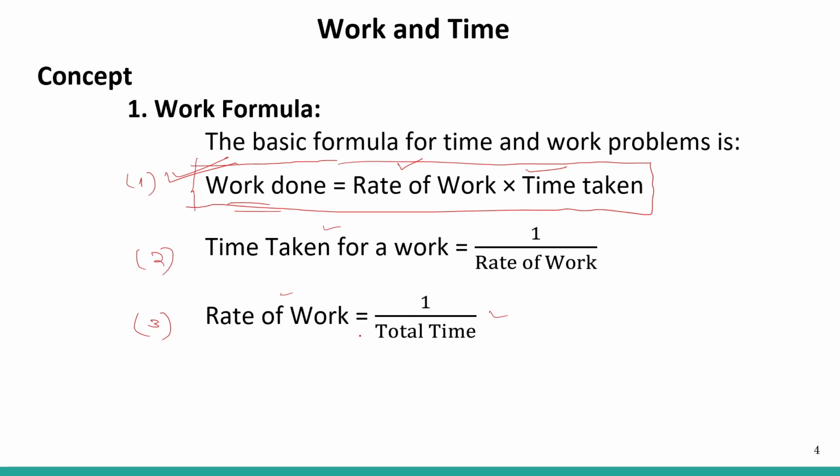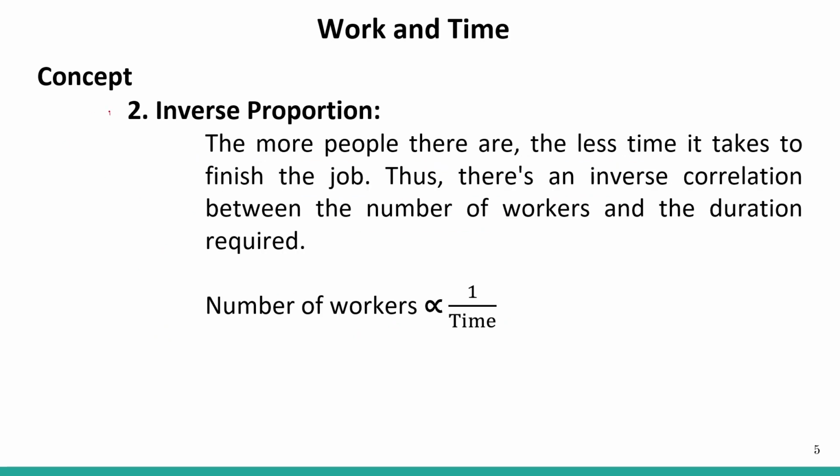So let's go forward. The second concept was inverse proportion. The more people there are, the less time it takes to finish that job. Let's say you have a job to dig a hole in the ground.